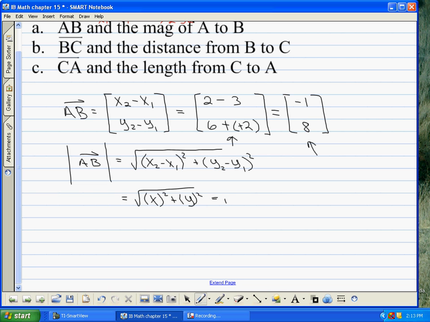So this gives me the square root of negative 1 squared plus 8 squared, which is equal to the square root of 1 plus 64, which is equal to the square root of 65. So here we have the magnitude of AB, and over here we have the component form of AB.